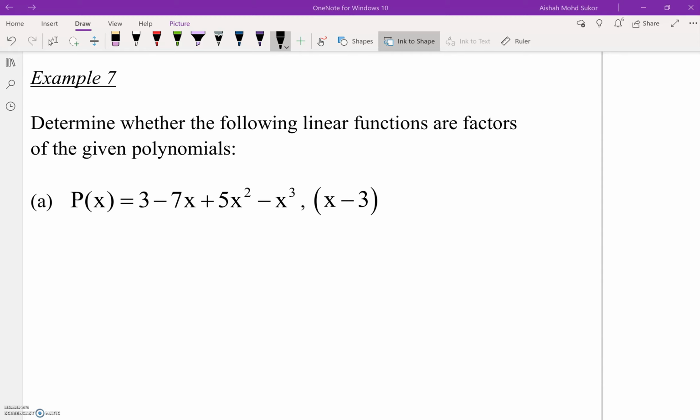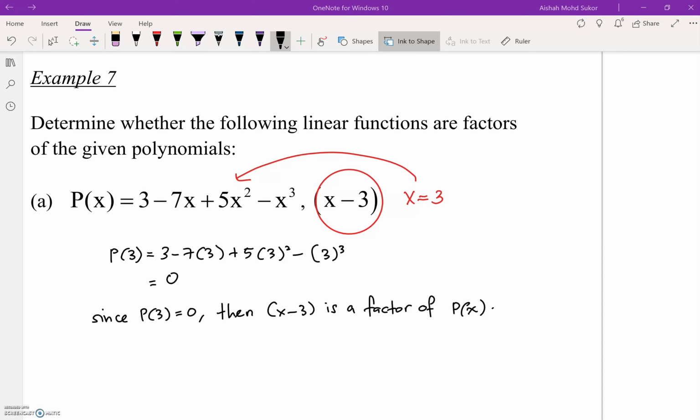Example 7. Determine whether the following linear functions are factors of the given polynomials. So determine whether x minus 3 is a factor or not. We can substitute x equals 3 in the polynomial. If we get p(3) equal to 0, then x minus 3 is a factor. Since p(3) equals 0, then x minus 3 is a factor of p(x). If p(3) is not equal to 0, then x minus 3 is not a factor of p(x).